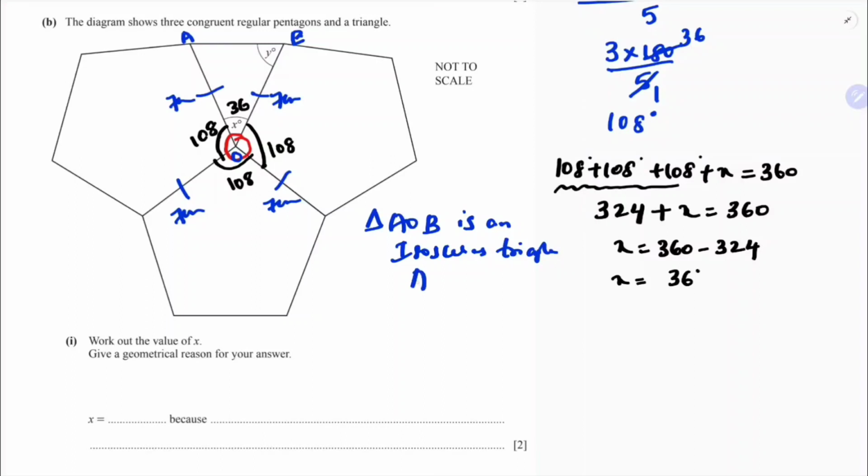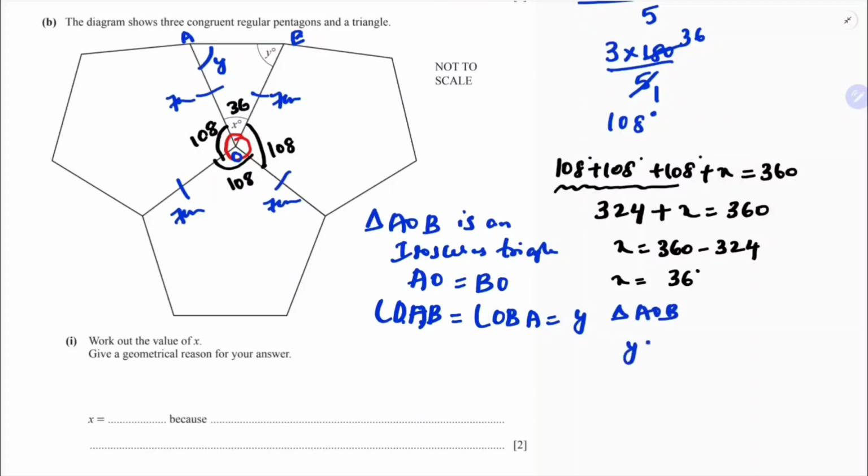If it is an isosceles triangle, AO equals BO. Then the opposite angles, angle OAB will be equal to angle OBA. But OBA is already y, so this angle also is y. Now, in triangle AOB, the three angles, y plus y plus x is 180.